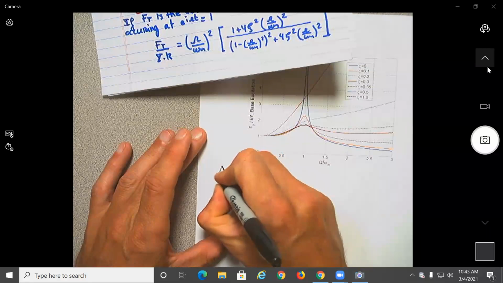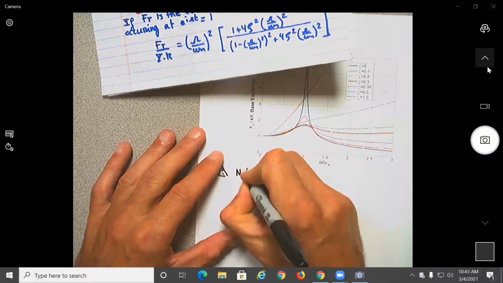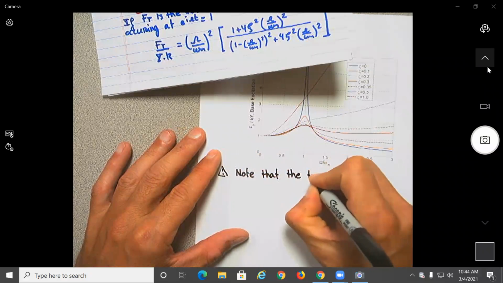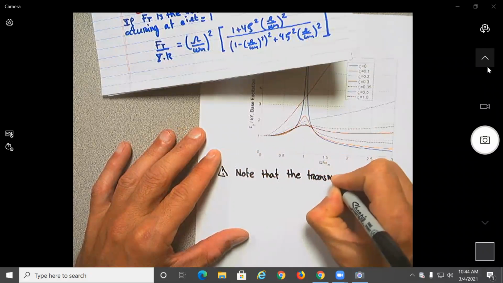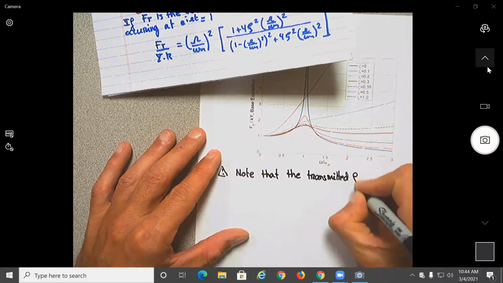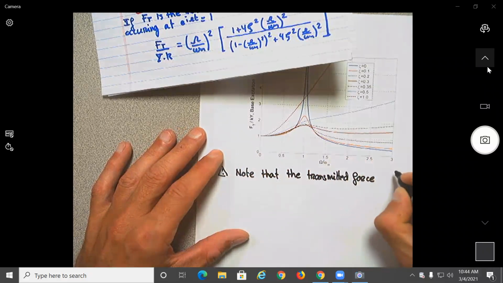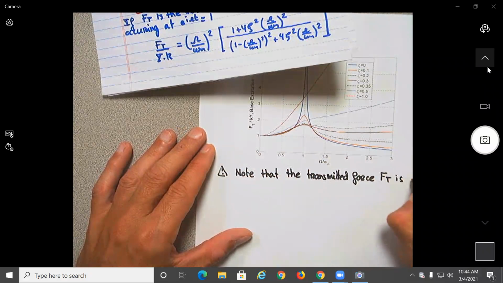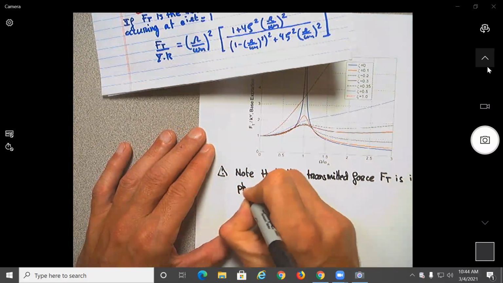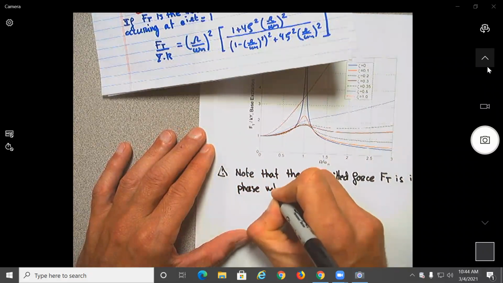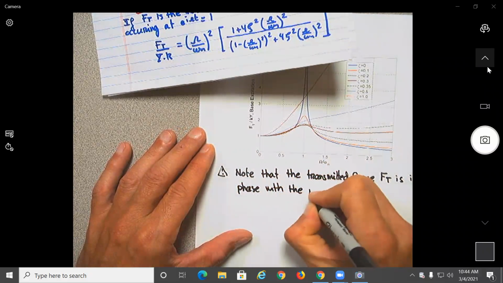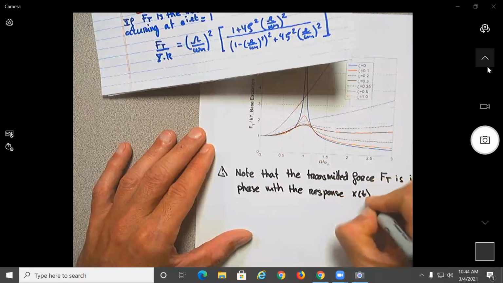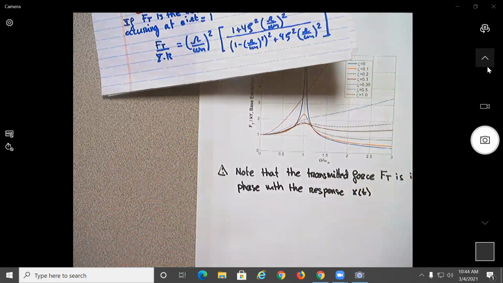So note that the transmitted force, remember, transmitted force to the base, so F of t, is in phase with the response x of t.